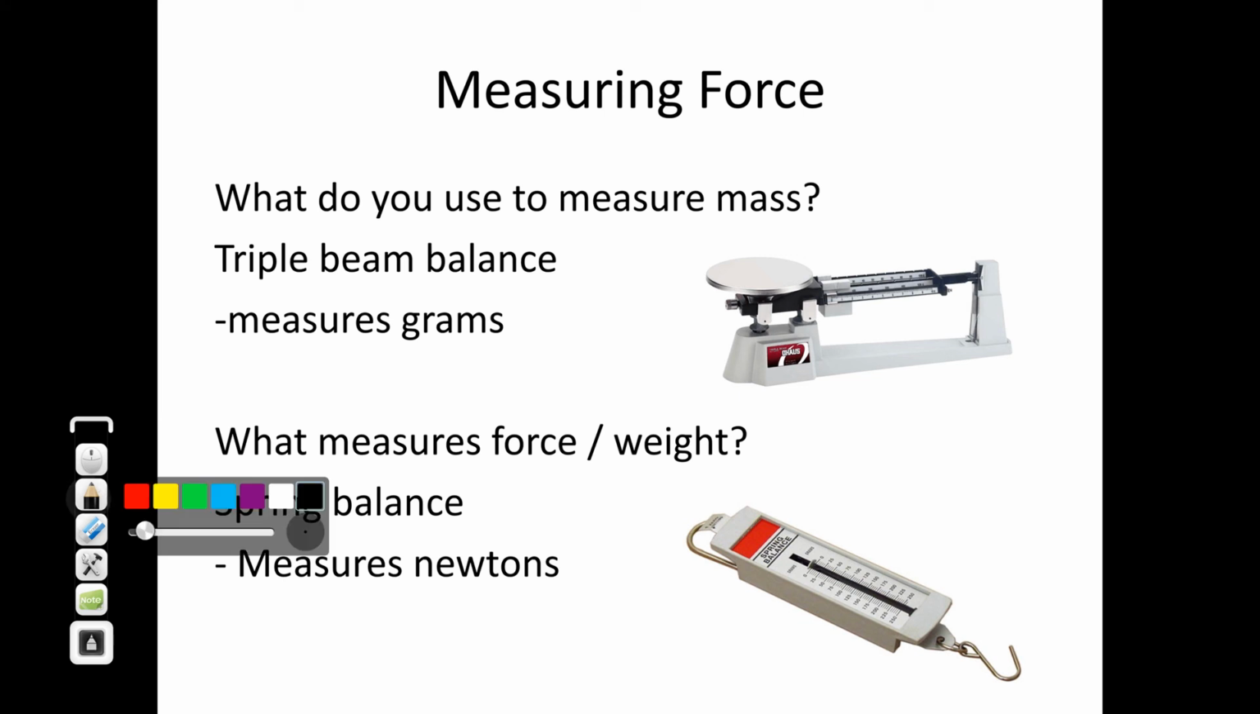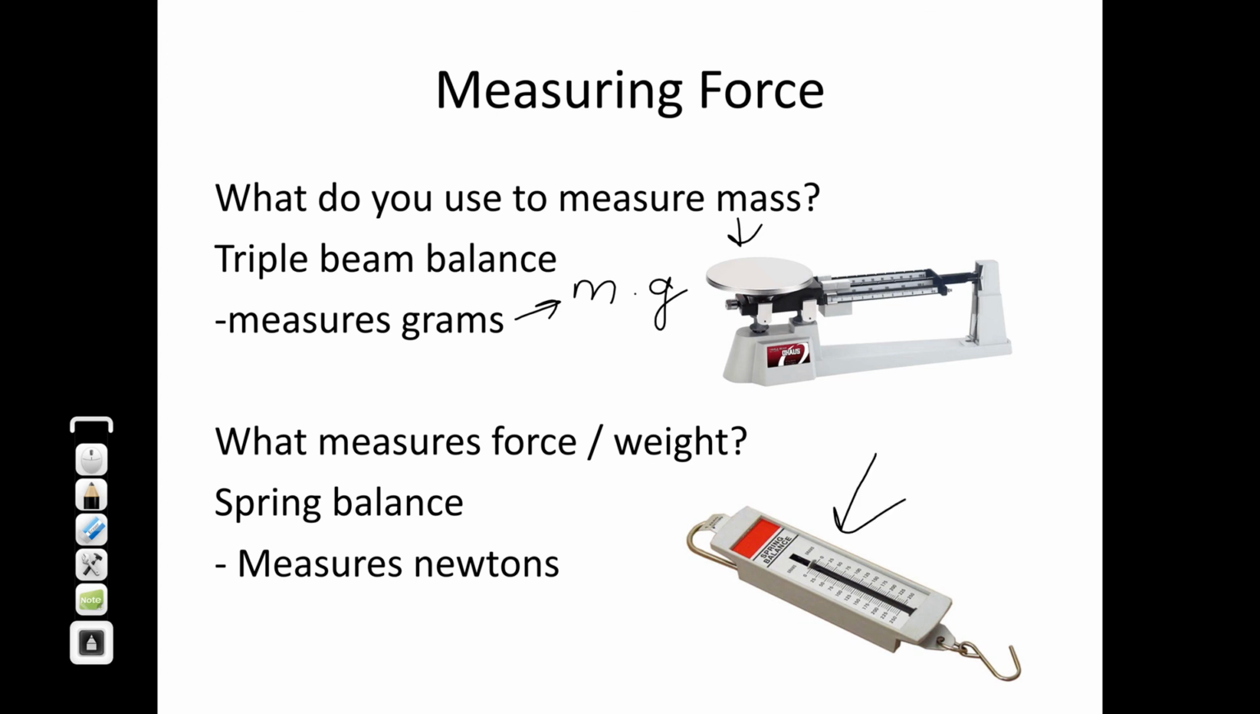Obviously, you could come back here and say, I found the mass. What do you then multiply that by? G, and you can find the weight. But we say the triple beam balance measures mass. A spring balance will measure force.